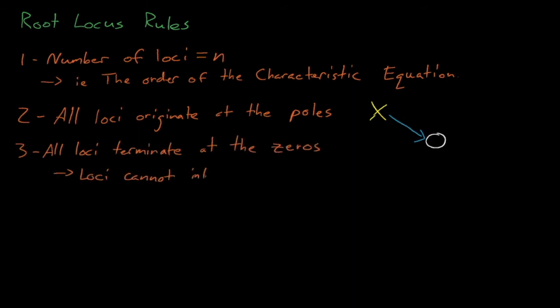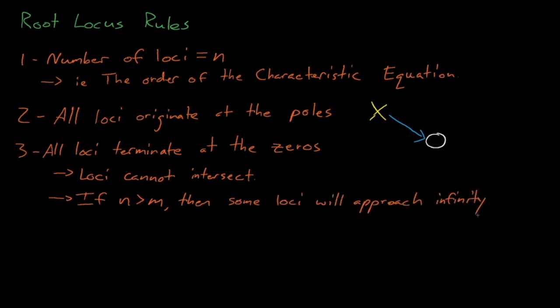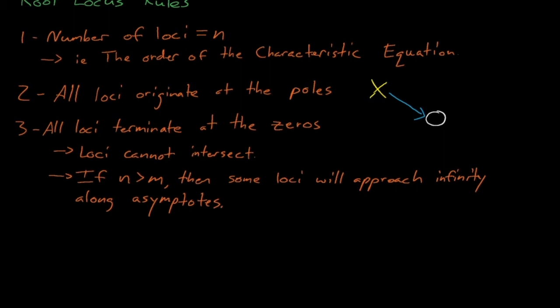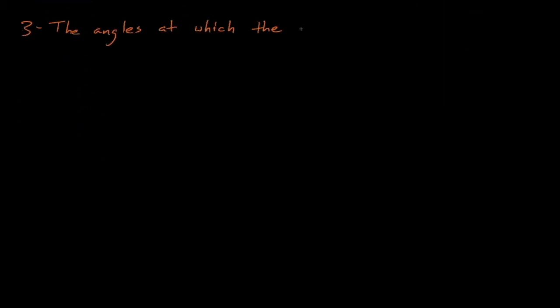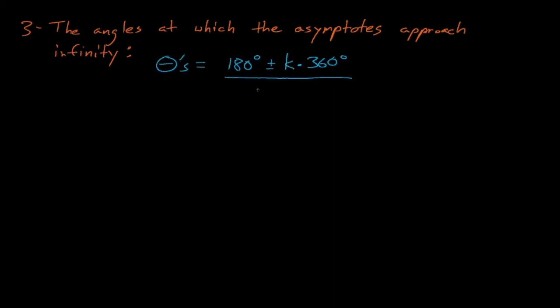When traveling towards the zeros, the loci cannot intersect. If n is greater than m, then we don't have enough zeros for all of our loci to travel to, which means that n minus m of our loci will approach infinity along asymptotic lines. The angle at which these loci approach infinity is equal to 180 degrees plus or minus some constant k times 360 degrees, all divided by n minus m, where k is equal to 0, 1, 2, all the way up to n minus m minus 1.